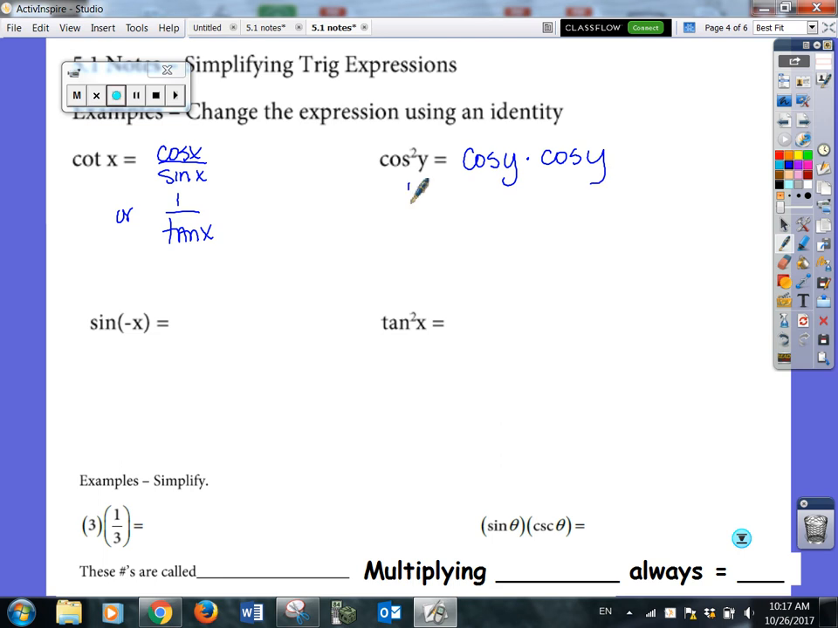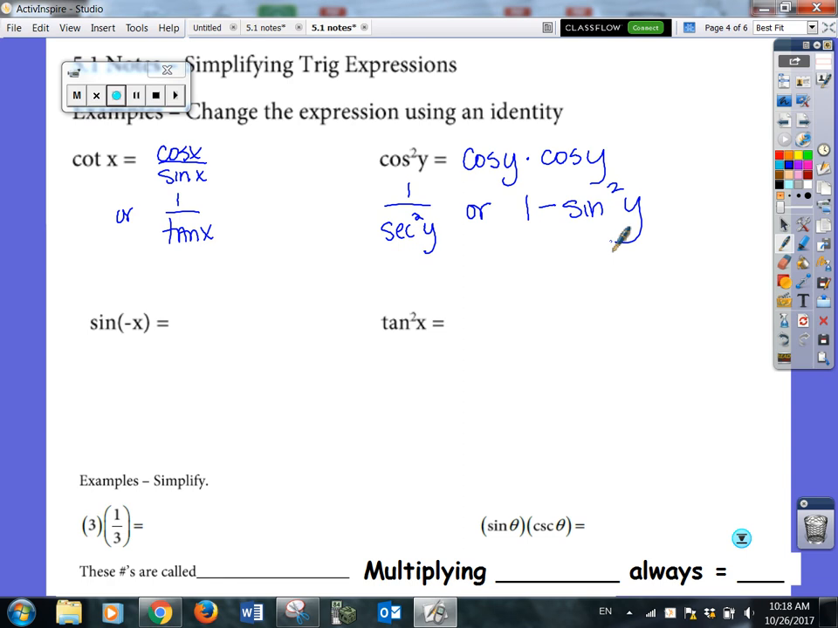We could change this to 1 over secant squared y, or we could change it to 1 minus sine squared y, because, again, of our Pythagorean identities. And it just depends on the problem, the simplify or the proof problem, which one of those we're going to use. One of you might choose to change it to 1 over secant squared. One of you might decide to change it to 1 minus sine squared. They might both be right.